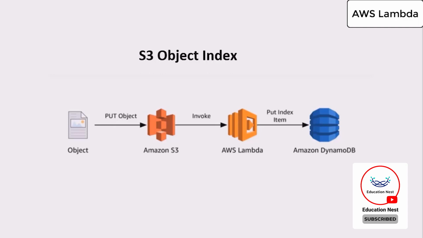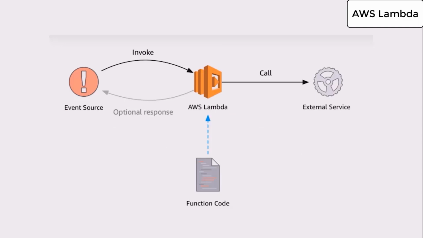This is an S3 object index example in which when you upload an object to AWS S3, it will invoke the Lambda function and it will put an entry in the Amazon DynamoDB in the form of a table, to make a record of what object has been uploaded. This is kind of like event driven architecture in which you do something somewhere and that service will invoke the Lambda to do whatever is required from that action. So basically the S3 object was the event source.